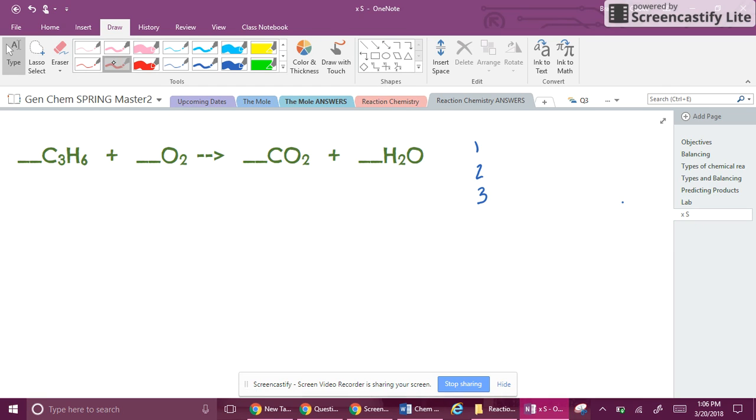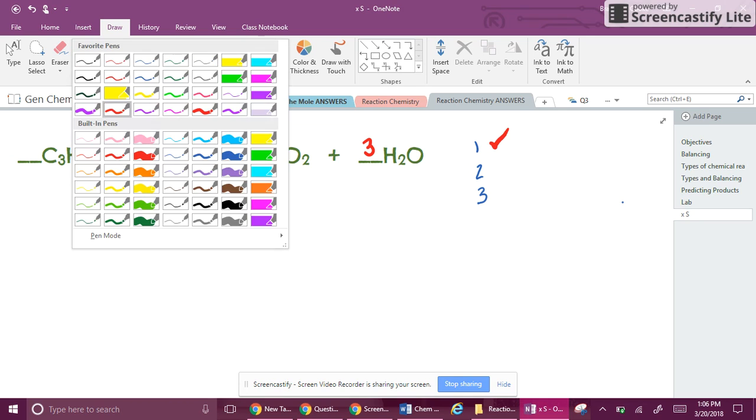So step number 1, balance your carbons and hydrogens. C is 3. I'm going to put a 3 right there to get those carbons balanced out. And then I have 6 hydrogens, so I want a 3 right here because 3 times 2 is 6. So there's my carbons and hydrogens.